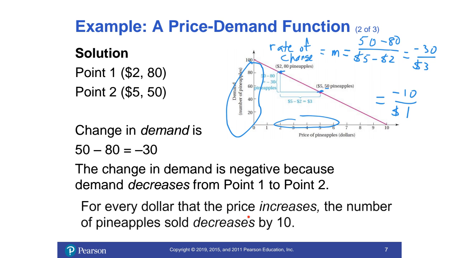Again, for every dollar that the price increases, the number of pineapples sold decreases by 10. So as the cost goes up by $1, the number sold goes down by 10. As far as validity goes, this seems like a pretty valid model. It's simple, all it involves is just the cost. And as long as they don't start selling huge numbers of pineapples wholesale or something, if they're selling to the public, this seems like a pretty good model. It makes sense that as the price goes up, they're going to sell fewer pineapples.